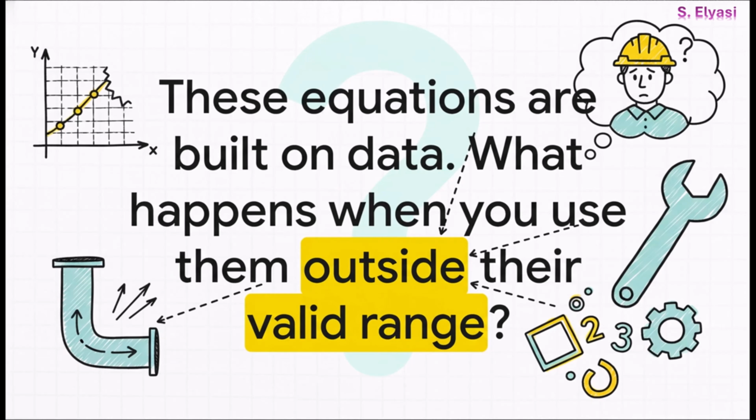These correlations are powerful because they're built on real experimental data. But what do you think the risks are when you try to use one of these equations way outside the range of the data it was built from? It's a critical question about understanding the limits of our tools, and it's where you really start to think like an engineer.